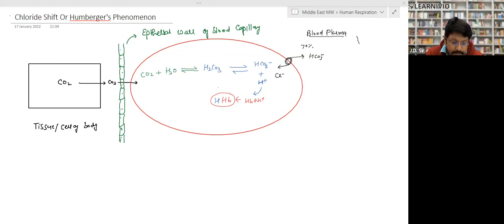Underline this statement. Consequently, RBC take up water and increase their size. Full stop. That's how bicarbonate ions are transported from tissues to lungs or alveoli.